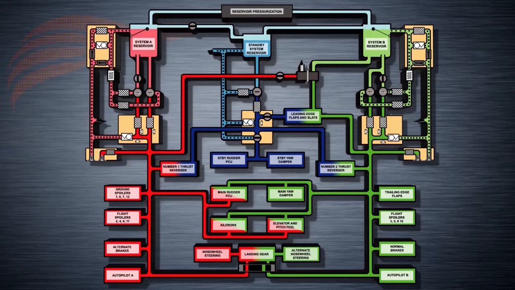In summary, to differentiate the two types of pressurization going on here, bleed air pressurizes the reservoirs, which then supply hydraulic fluid to the pumps. The pumps then pressurize the rest of the hydraulic system.